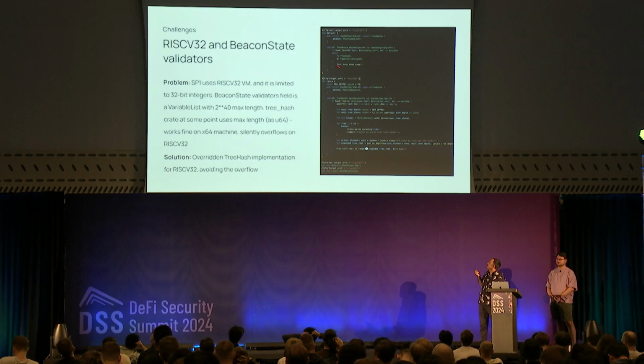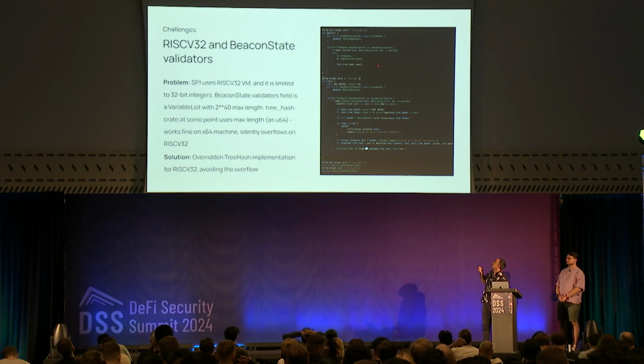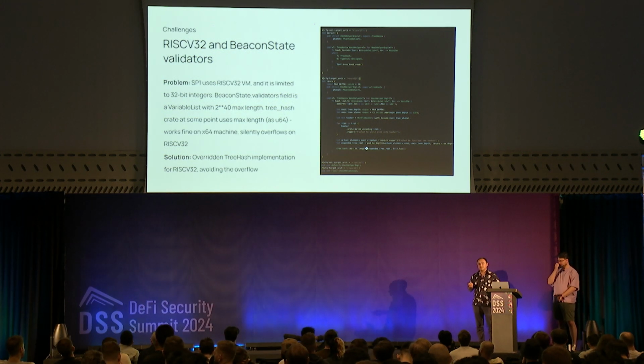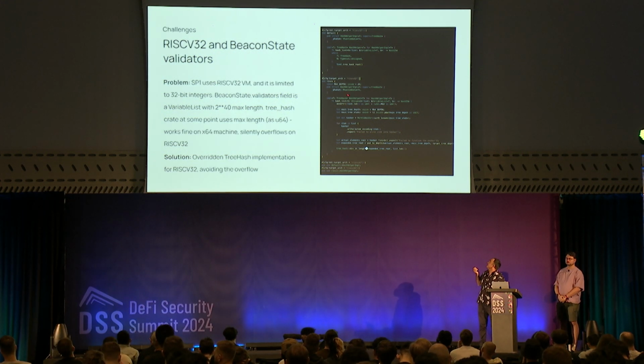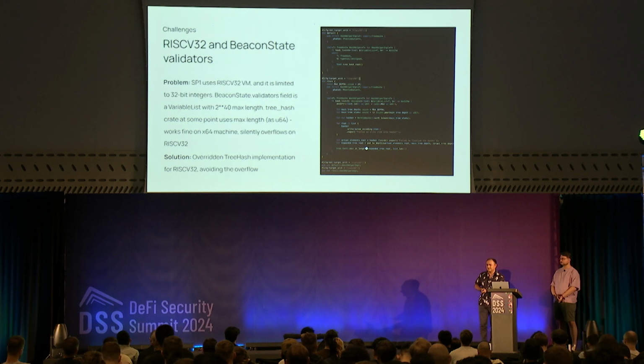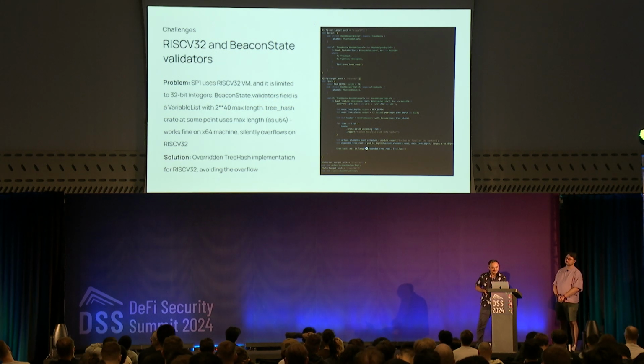To overcome this, I had to do conditional compilation. So this is for your normal x64 machine, and this is an equivalent implementation on RISC-V32 that doesn't hit that problem. There's a little bit of a trade-off, in that we're artificially limiting the number of validators to 2 to the power of 29. But that will sustain us for about 40 years from now, taking into account the current validator count growth. So it should be fine, more or less.